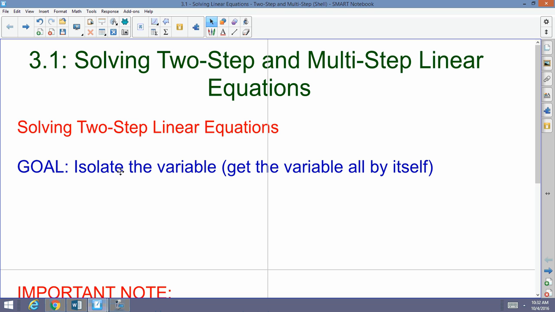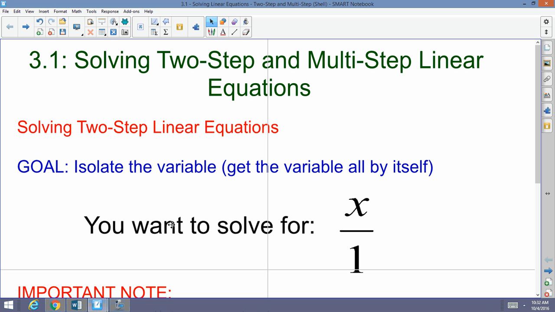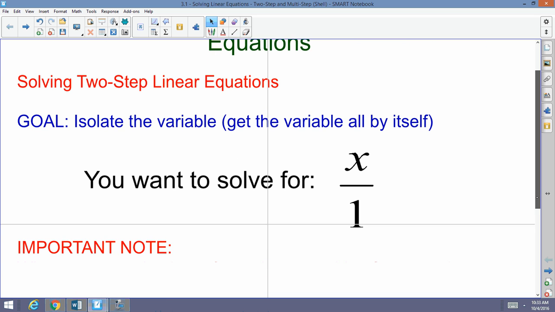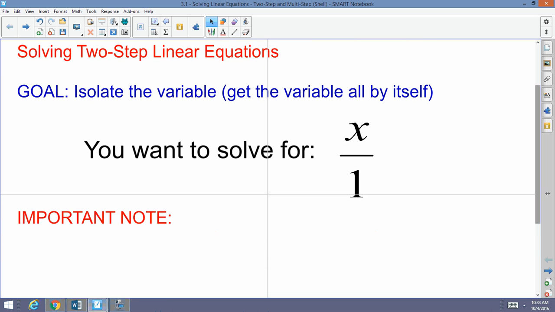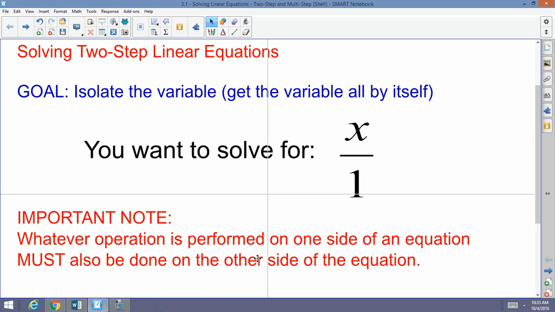You told us this yesterday. Yes, I know. I'm going to tell it to you for quite some time. We want to solve for x as a positive in the numerator. Okay? That's what we want to solve for. We also have the same exact important note that I gave you yesterday. And that's whatever operation is performed on one side of an equation must also be done on the other side of the equation.